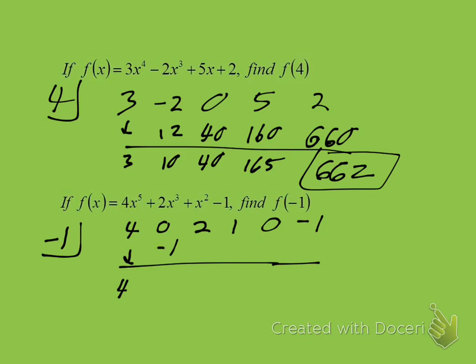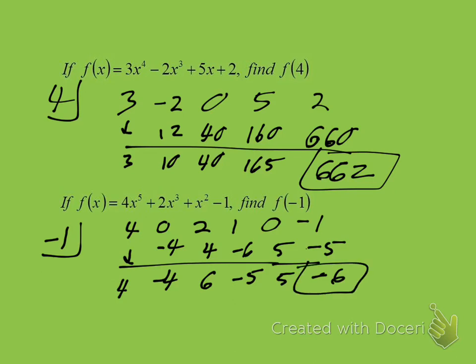So 4 times -1 is -4. Yeah, it was 0. Positive 4, which gives you 6. -6 gives you -5. Positive 5 gives you 5. And then -5 gives you a final answer of -6.